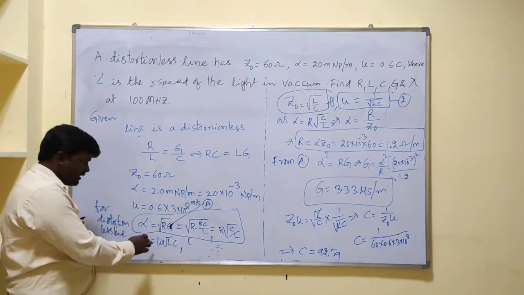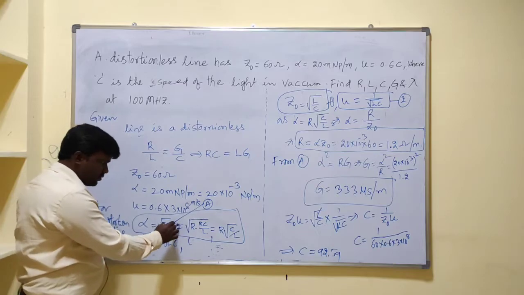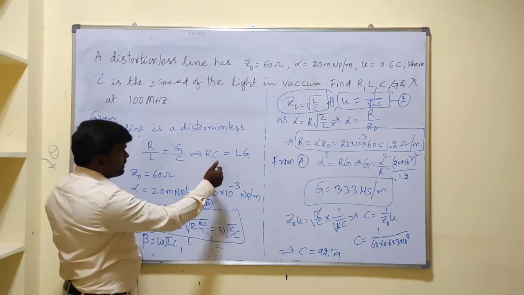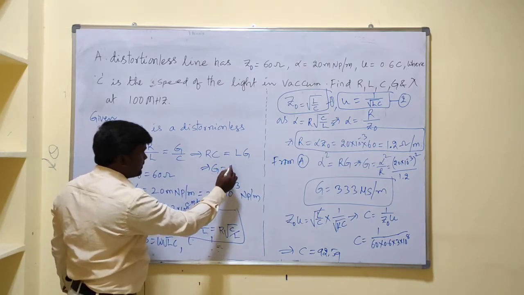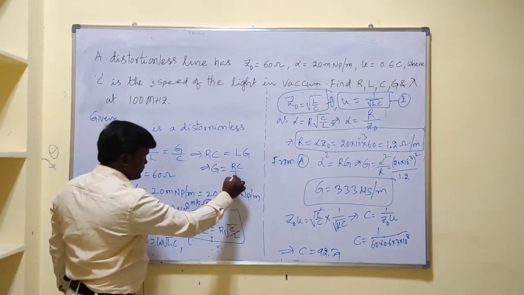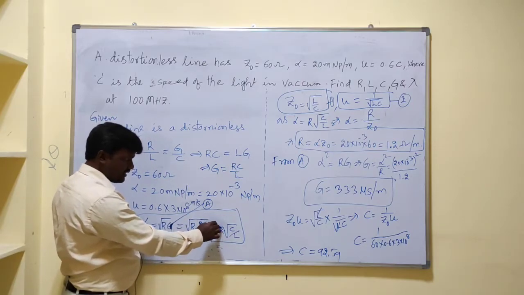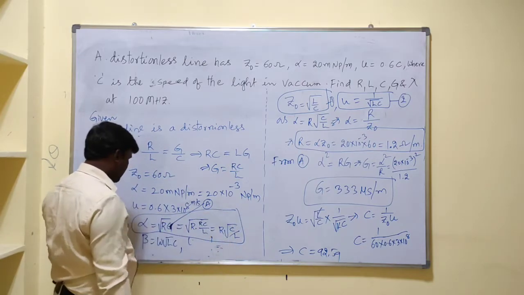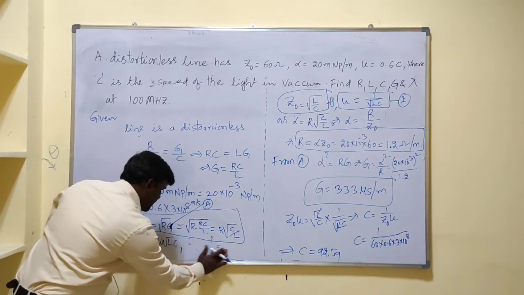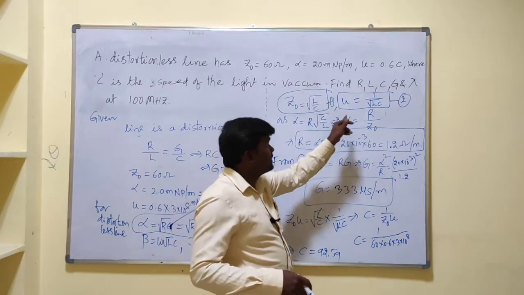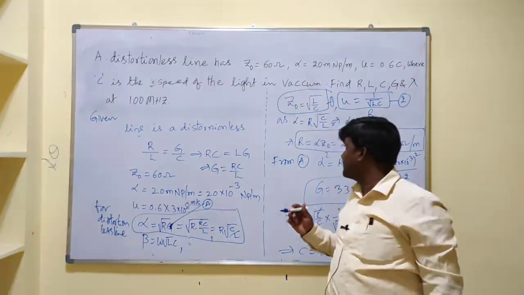For distortionless line, alpha equal to root RG. From this we can write root R, and here we can replace G as RC by L. So that's why G is replaced with RC by L. Then this can be written as R into root C by L. And beta equal to omega root LC, and Z naught equal to root L by C, u equal to 1 by root LC.